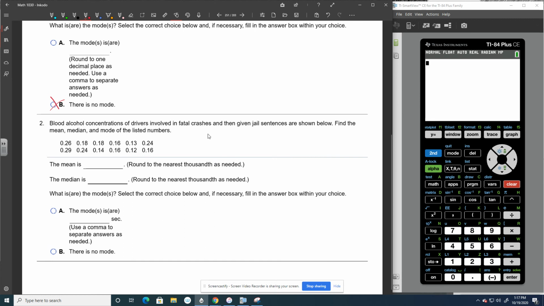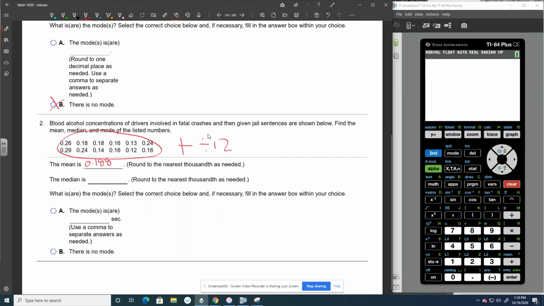Number 2, same thing: mean, median, mode. You're going to take all of these decimals and add them together, and this time you're going to divide by 12. So you add them all together, divide by 12, and you're going to end up with 0.188. Be careful because it wants us to round to the nearest thousandth. So be careful when you round that one: 0.188.